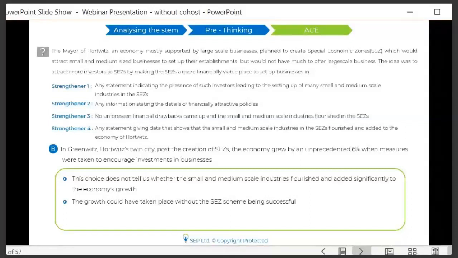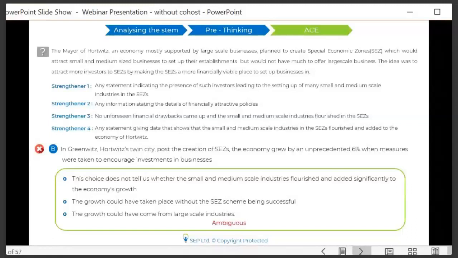But it does not tell us whether this 6% growth was because of large-scale businesses or small-scale businesses or both. So again, the growth could have come from either way. And because of this ambiguity, this choice is incorrect. It does not support the fact that the creation of the SEZs was successful.